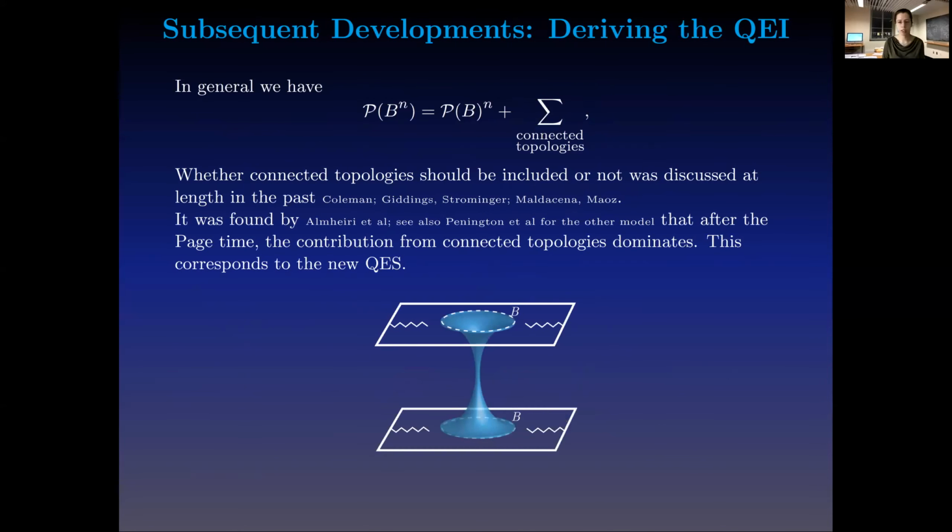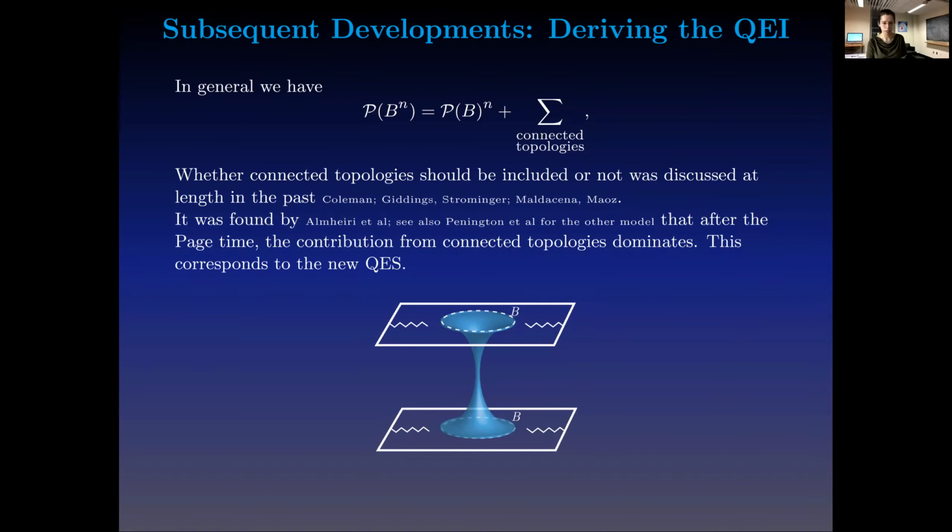Okay, so in general, now we're looking at the gravitational path integral. We have P of B^n. Now, I had B_n. That was the n-sheeted replicas that were all identified along R. B^n is just n copies of the boundary of the manifold B. So B^n and B_n, sorry about the notation, denote two different things here. So in general, for the gravitational path integral for n copies of the manifold B, it has a contribution from just P of B to the power n, and also connected topologies. Now, there's been a lot of discussion in the past regarding whether connected topologies should or should not be included in the gravitational path integral.